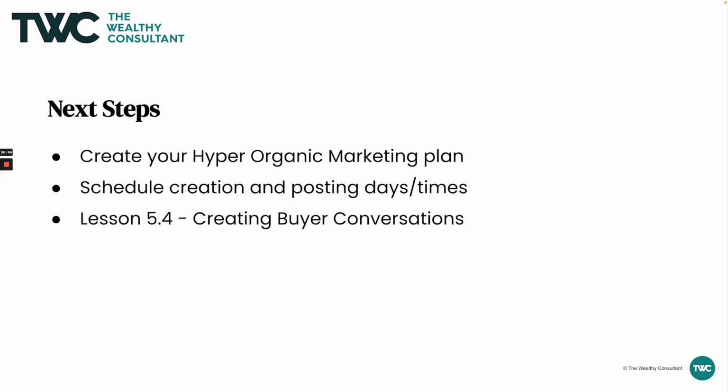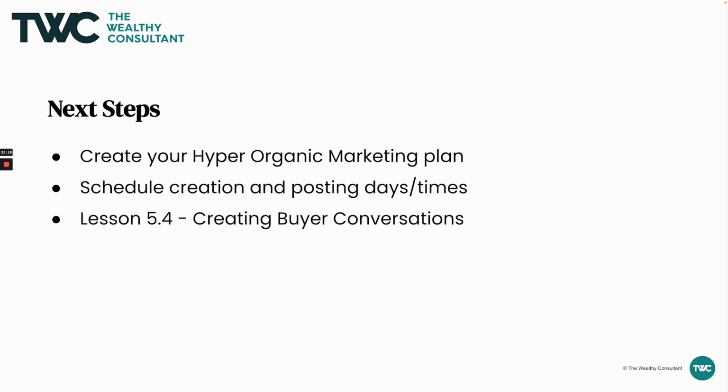Okay, so let's wrap it up here. Next steps, create your hyper-organic marketing plan. Revisit the video, revisit that structure we shared, talking about the pillar topics. That's really the main game plan here, guys, is to get clear on your pillar topics and then just simply schedule creation and posting days. Just get that consistent. Make sure that those things get done at the same time every single day, every single week, every single month. Create yourself a pattern. You'll start to find a consistent flow with it, and it'll make it seem easier and easier and easier as you go.